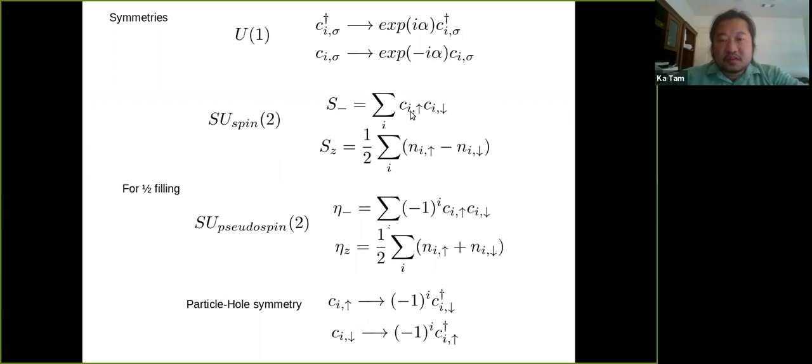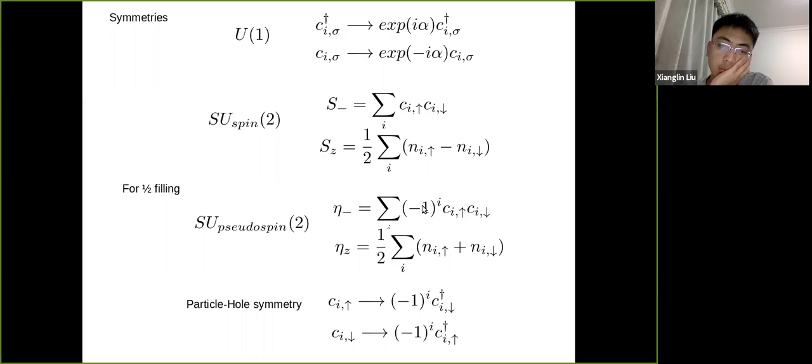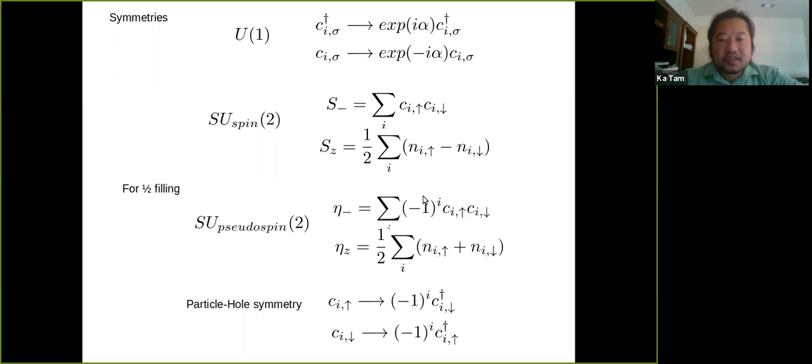The other obvious one is spin symmetry. It's an SU(2) spin symmetry, which generates an SU(2) algebra. I didn't write it all out; I only wrote the S minus here. S plus is just the Hermitian conjugate of this. This is a general, very easy to understand symmetry of many models. Pretty much for most models, we consider these two symmetries, but there's some special symmetry for the Hubbard model at half filling.